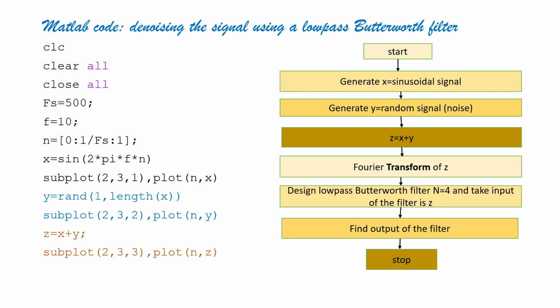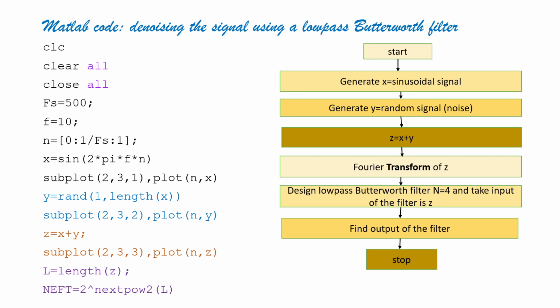Next, generate Z equals X plus Y and subplot once again. Now L equals length of Z. So NFFT equals 2 to the power next power of 2 of L. So I can go for the number of points of the FFT. That's why I find out what the number of points of the FFT is.